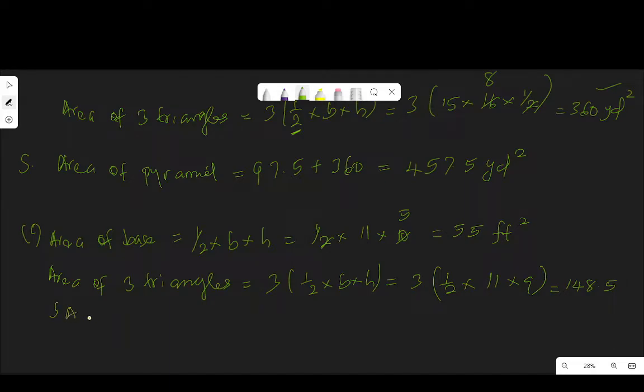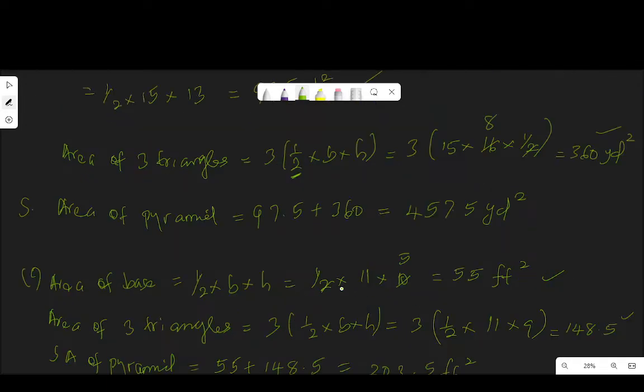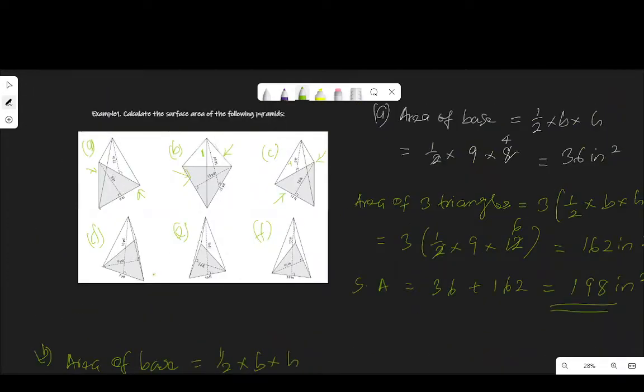Therefore, the surface area of the pyramid will be the area of the base, which is 55, plus the area of the three triangles, which is 148.5. So 55 plus 148.5 is 203.5. 203.5 feet square. That is the area of that pyramid, the surface area.